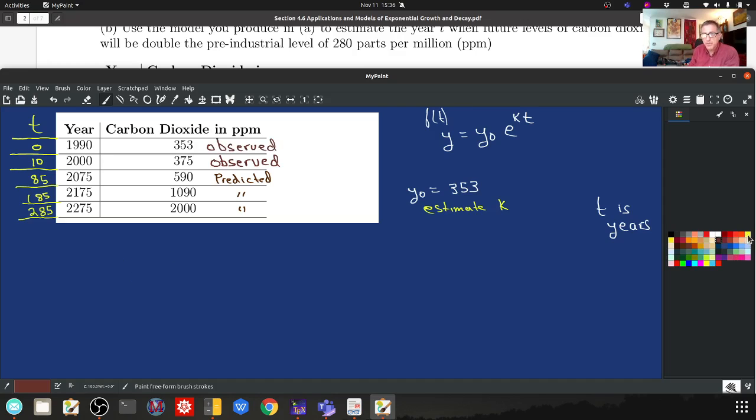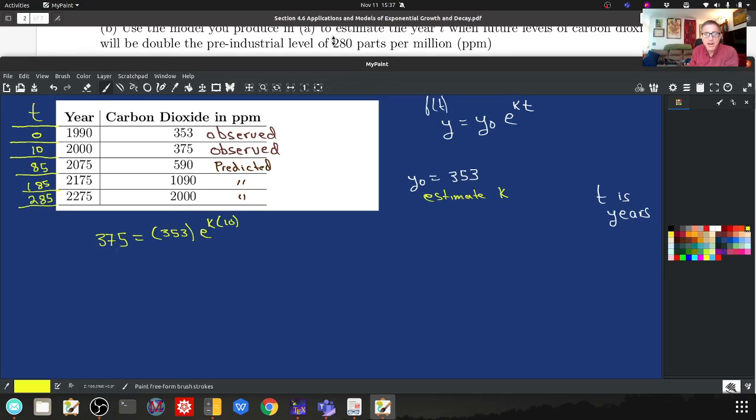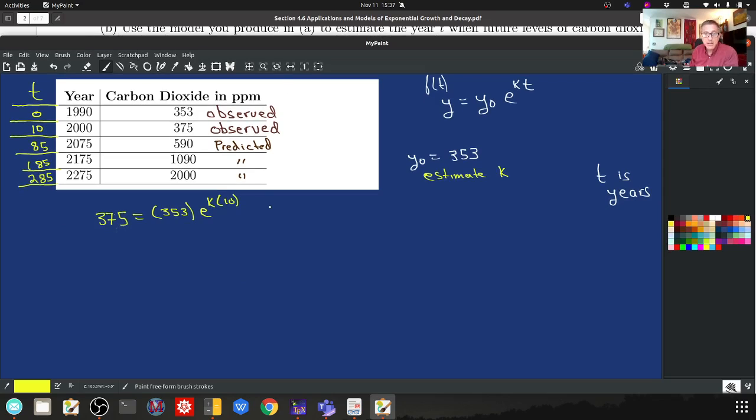So we're going to start with our formula. y is equal to y naught, which is 353, times e to the k t. So I'm solving for k. That means I have a value of t. So I'm going to say in the year 2000, which has t equal to 10, the amount y of measured carbon dioxide I get from the actual table is 375. So when I solve this, I can actually find the value of k. Once I find the value of k, then we're good to go.